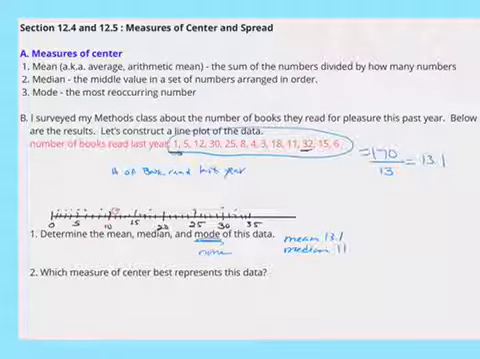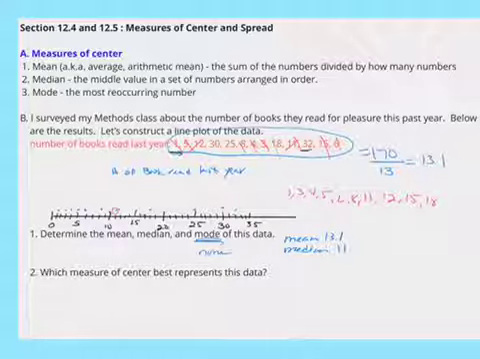To check myself, I can list out the numbers that I have in order. So if I wanted to do that, I could list them out here. I have 1, 3, 4, 5. And then I have a 6 and an 8. And then I have my 11 and 12. And then I have 15 and 18, 25, 30, and 32.